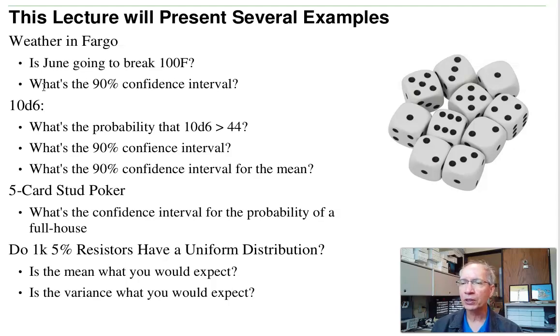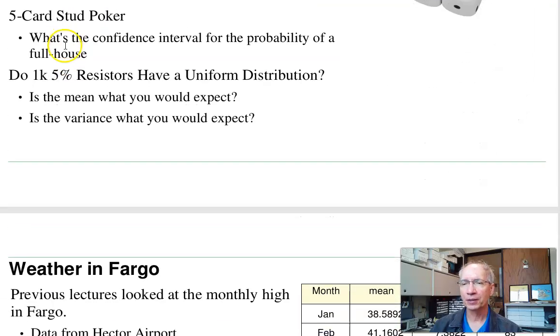And finally, we'll look at 1K 5% resistors. Now, previously we assumed those have a uniform distribution anywhere between -5% and +5% in nominal value. Is that a valid assumption? Is that correct? So that's what we're going to do in this lecture. Do a bunch of examples of things you can test with a t-test.